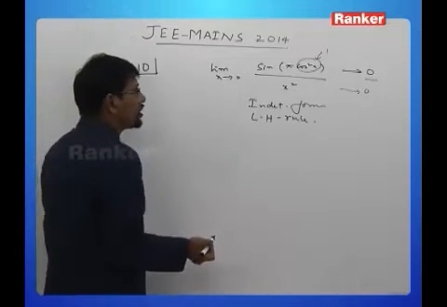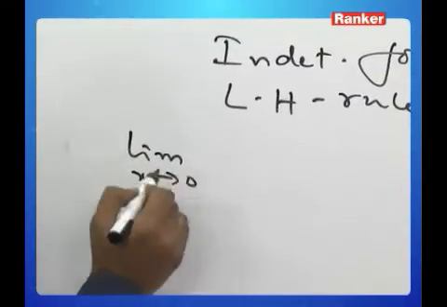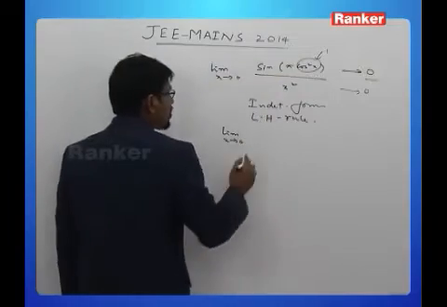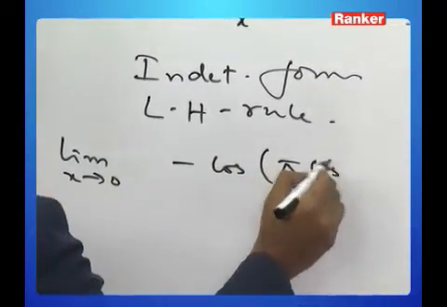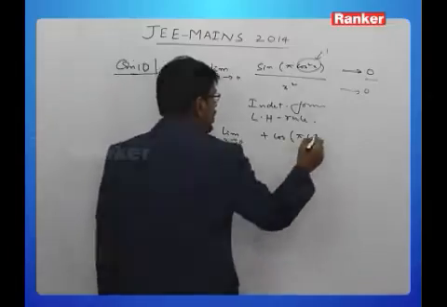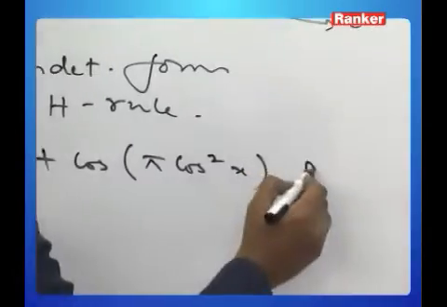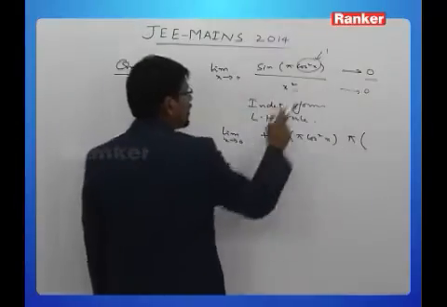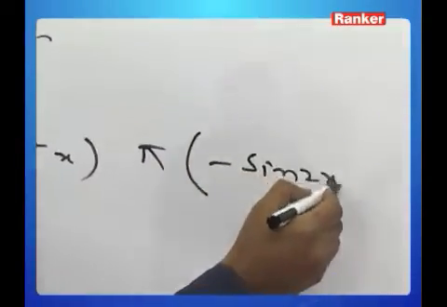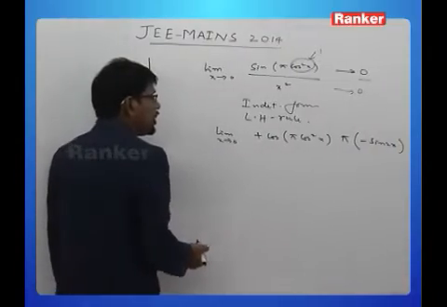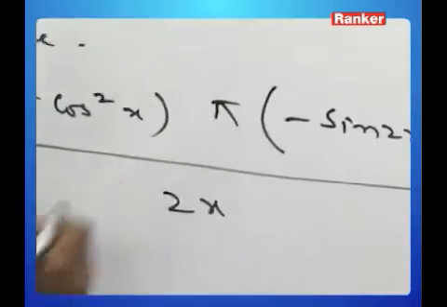Differentiate both the numerator and denominator. So that comes out to be limit x tends to 0. What's the derivative of sine of pi cos square x? Oh, sorry, plus cos of pi cos square x into pi into, what is the derivative of cos square x? Minus sine 2x. And now the derivative of the denominator is 2x.